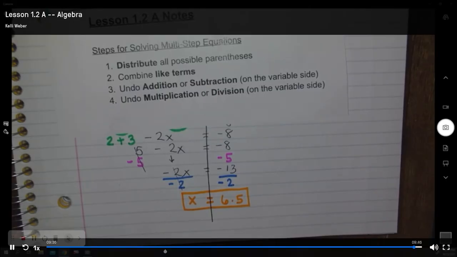You could write it as a mixed number. You could write it as an improper fraction. Whatever the question is asking for is the way that you should write it. And sometimes you have multiple options for how to keep it.